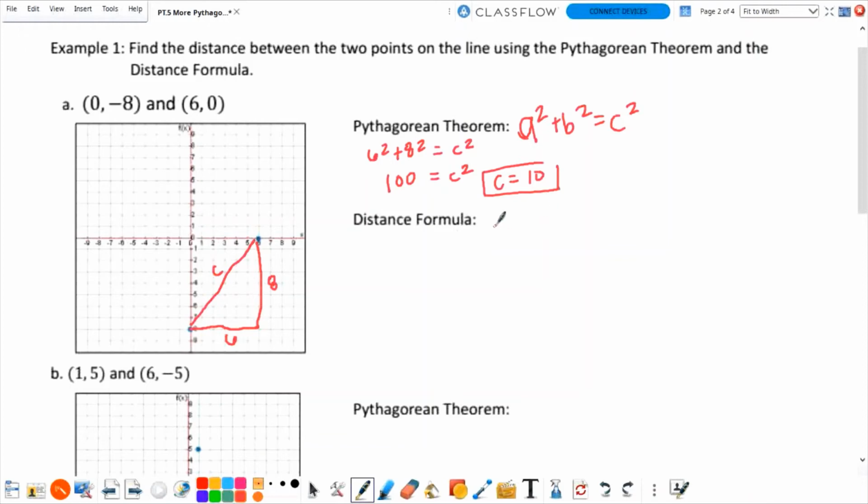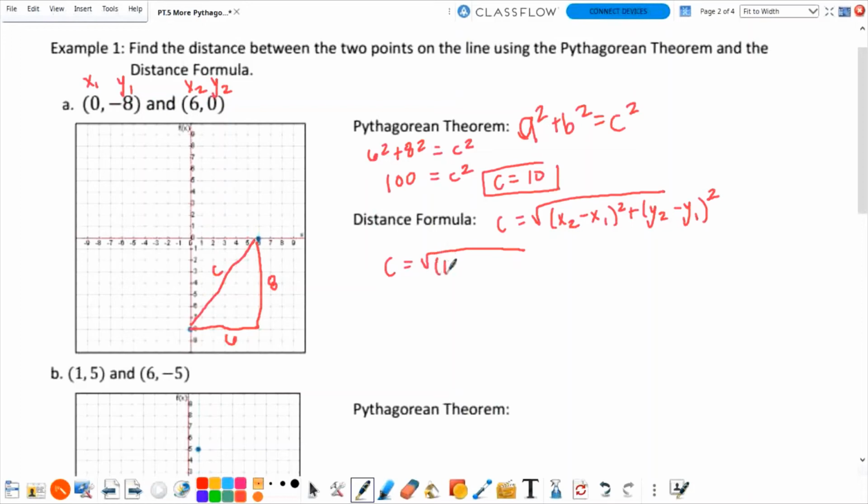Okay, so our distance formula, this is a new one: the square root of x sub 2 minus x sub 1 squared plus y sub 2 minus y sub 1 squared. And then we just plug that in. All right, so we need to figure out our ordered pairs, which is what we're going to use up here. All right, so this is our x sub 1, our y sub 1, our x sub 2, our y sub 2.